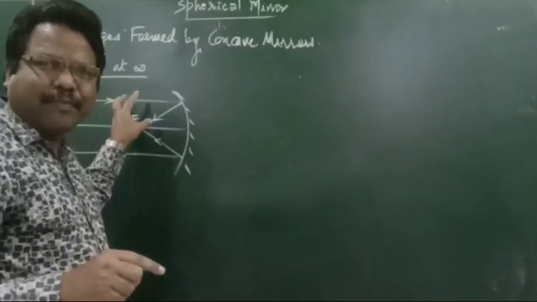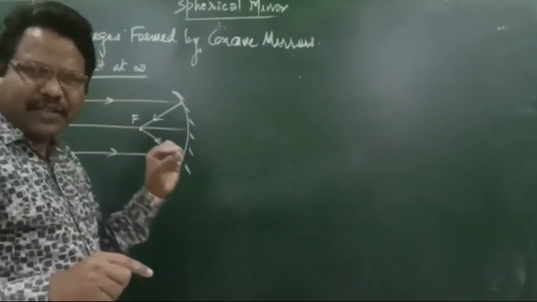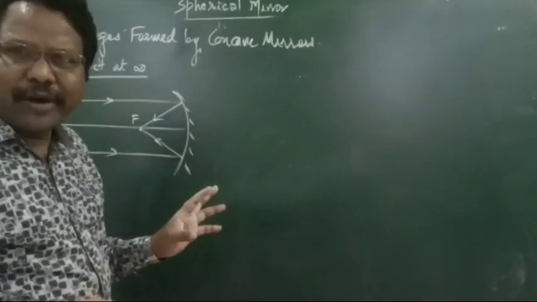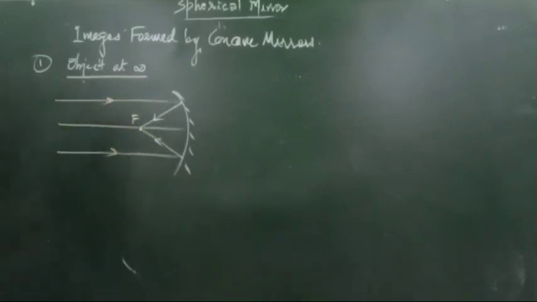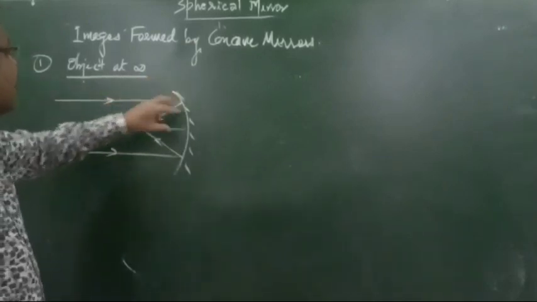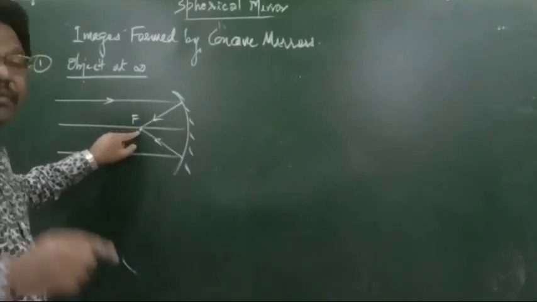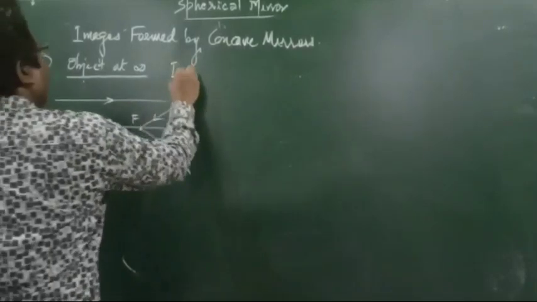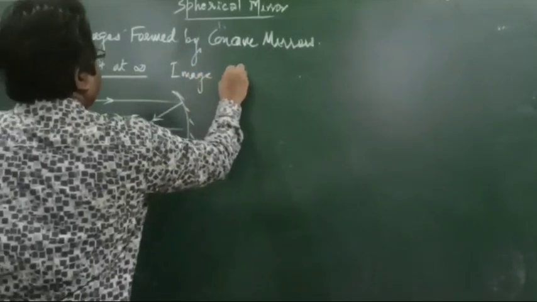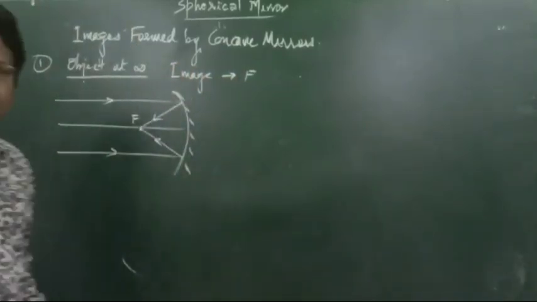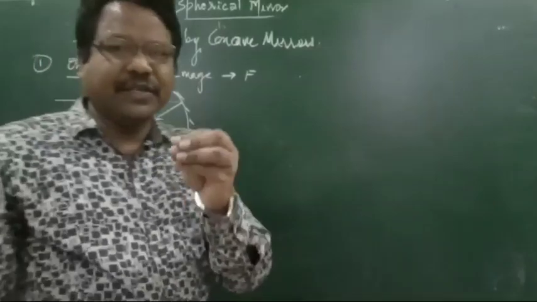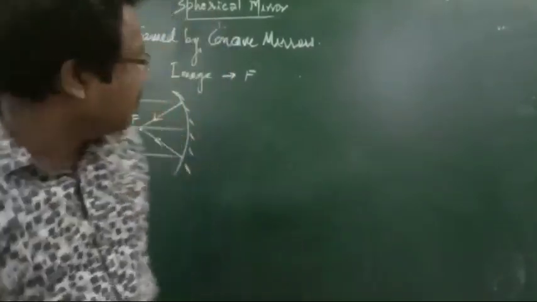So a real image is formed because real rays are meeting. Secondly, this is a point size image, diminished. You got the point? From infinity, the rays are coming parallel and they are converging to the focus, and the image is formed at the focus. And what is the nature of the image? It is real because real rays are meeting. It is diminished, point size. You got the point?